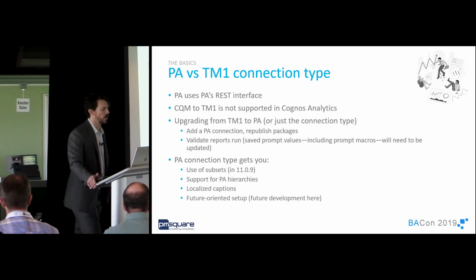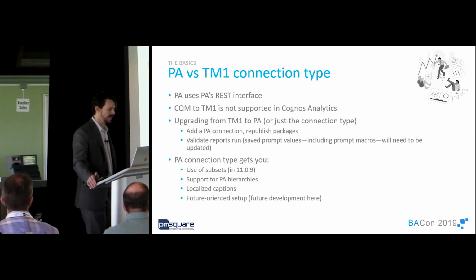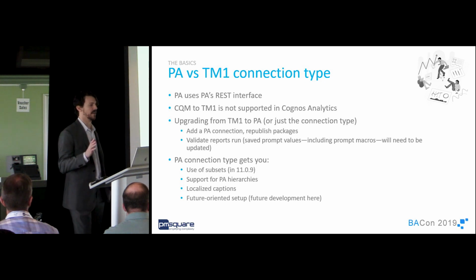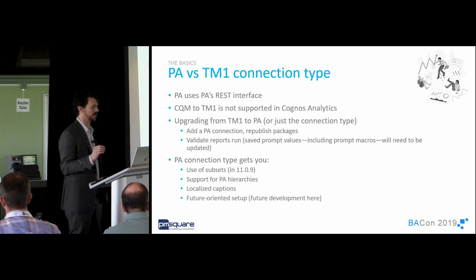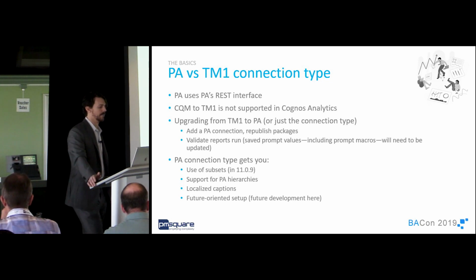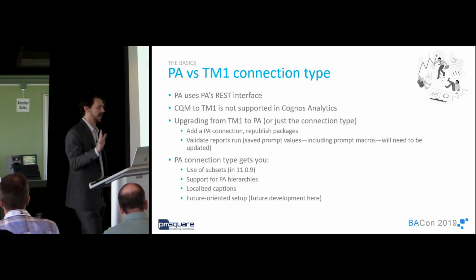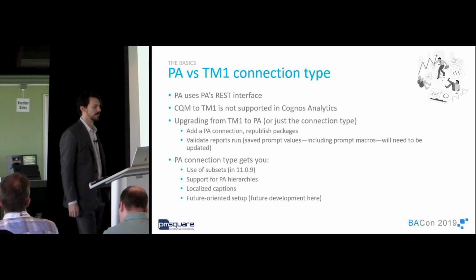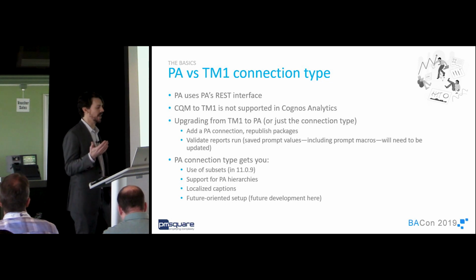So compatible query mode, CQM, to TM1, it's just not supported in Cognos Analytics at all, first of all. So you can rule that out entirely. If you're trying to troubleshoot something or test performance and you think we should try CQM, it's not going to work. If you're upgrading from TM1 to Planning Analytics, or you just want to change the connection type from one to the other, it's pretty simple actually. You're just going to add a PA connection, and then you're going to republish your packages.